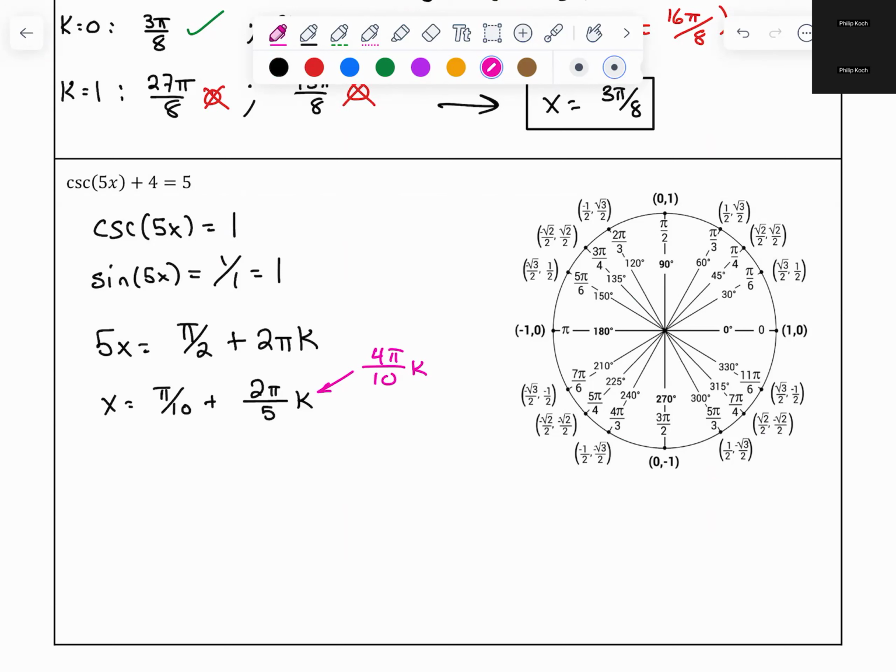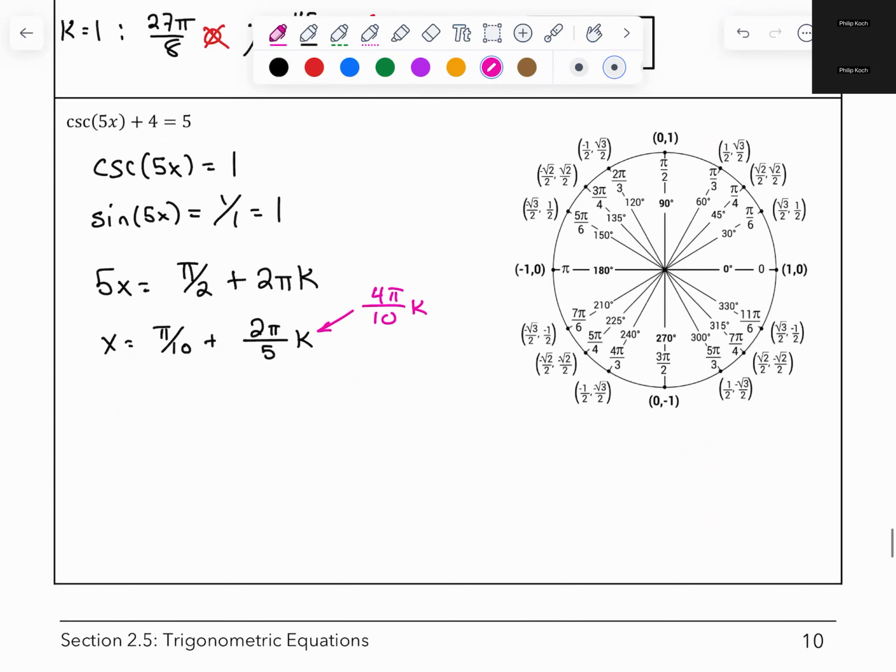So I don't need to test k equals -1. I don't, but I can. I'm going to do it just because it's useful to check, just to be certain. But you guys see why I don't need to bother. The reason is that 2 pi over 5 is already bigger than pi over 10. It's a smaller denominator and a bigger numerator, so it's going to be a larger number. So if I plug in -1, it's already going to push me outside of 0 to 2 pi.